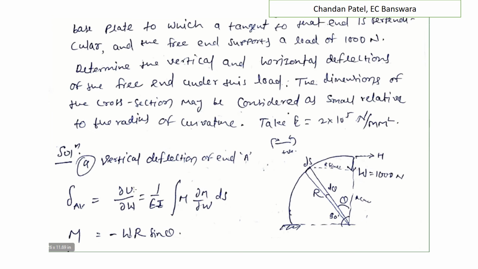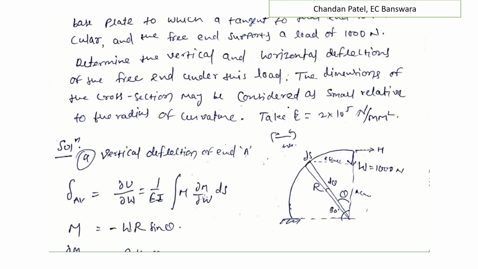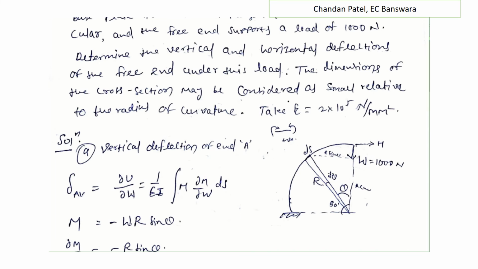Then delta AB equals del U by del W, which equals 1 by EI integral of M del M by del W ds. Here there is R and slope theta, so we calculate the portions r sin theta and r cos theta. This portion is r cos theta, and this portion is r sin theta.